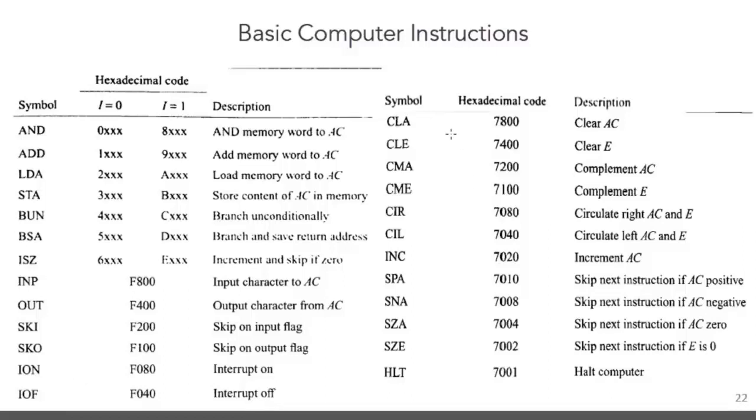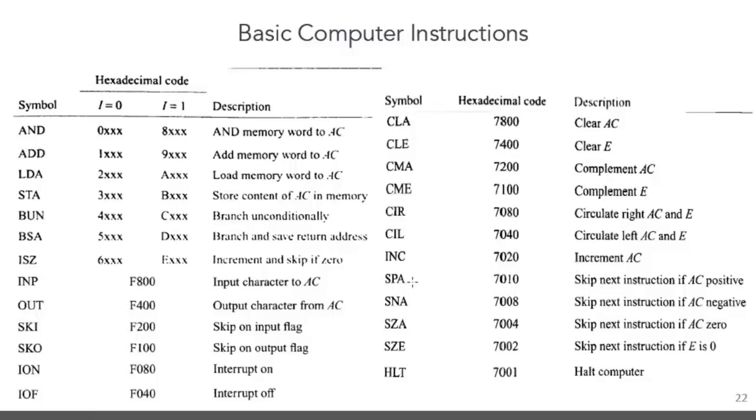Okay. So here these are the register reference instruction. These are CLE. CLA means clear AC. That means clear the content of accumulator. Then CLE, clear the E. CMA means complement AC. If the value is 0, then it will change to 1. Okay. Then CME, CIR, circulate right content of AC and E. CIL, circulate left. INC is increment the content of AC by 1.